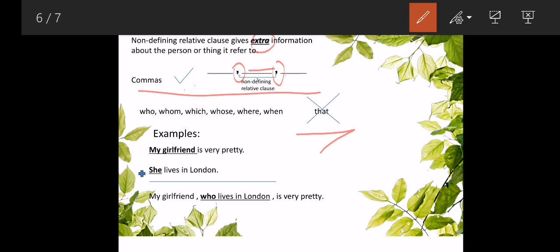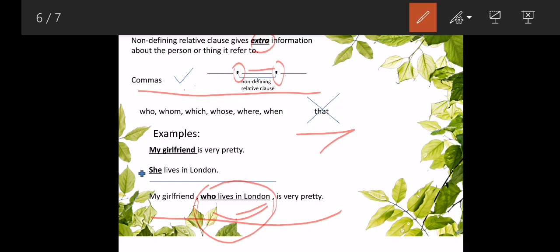Let's have an example. We have got again two sentences. My girlfriend is very pretty. The second sentence, she lives in London. Who is she? She is my girlfriend. And the last sentence, "My girlfriend, who lives in London, is very pretty." Have you noticed? London is just extra information. I can take this part out of the sentence, because the main sentence is "My girlfriend is very pretty."